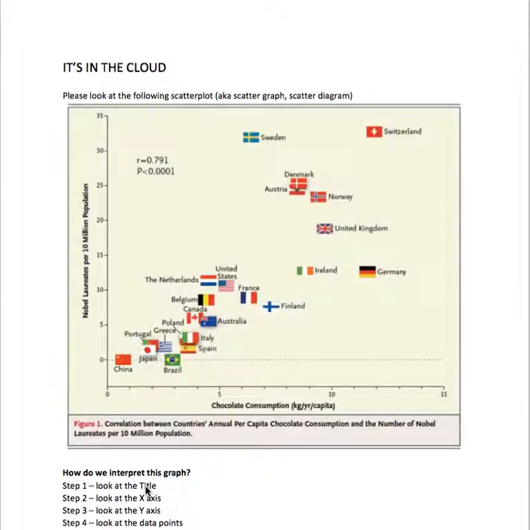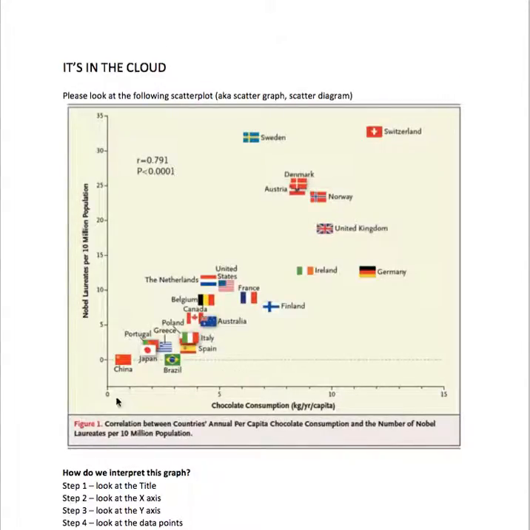First thing I do is I look at the title, and in this particular situation it says Figure 1, correlation between countries' annual per capita chocolate consumption and the number of Nobel laureates per 10 million population. So that tells you not only are we doing a correlation, but what the variables are. It tells you that you have two variables and you're looking at a correlation between them, which makes perfect sense if you're looking at a scatter plot. The correlation coefficient is something that we would be interested in for a scatter plot. They also have a couple of pieces of information up here that we'll talk about a little later.